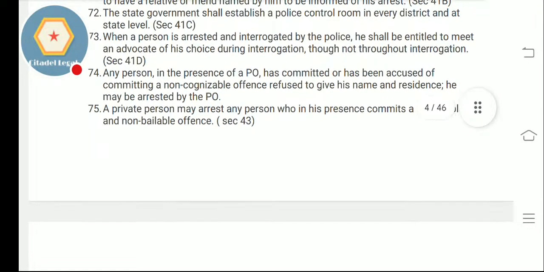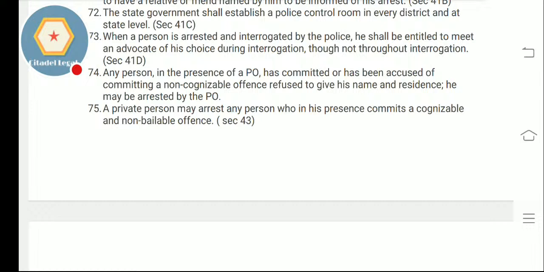Okay, now point number 75: a private person may arrest a person who in his presence commits a cognizable or non-cognizable offense. So arrest by a private person, the provision is section 43, and a private person may arrest any person who in his presence commits a cognizable and non-bailable offense.